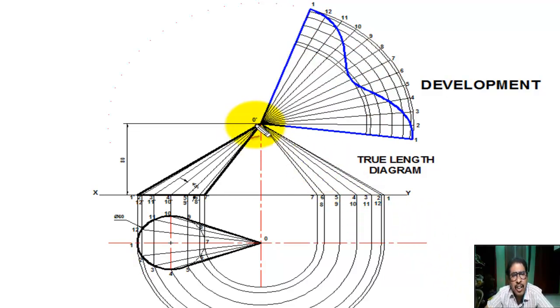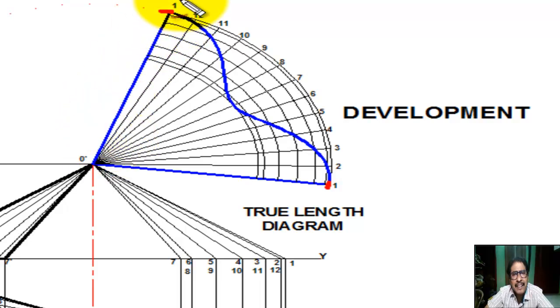Okay, now with generator O' and 1, we cut this line at 1 and 1. With generator O' and 2' and 12', with this dimension we cut the number 2 line and number 12 line. With measurement O' and 3', O' and 11', we cut the number 3 line and number 11 line.